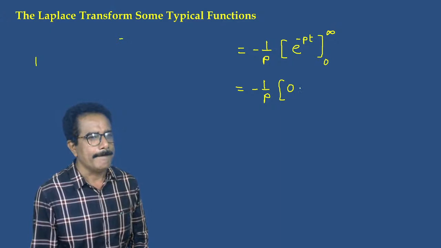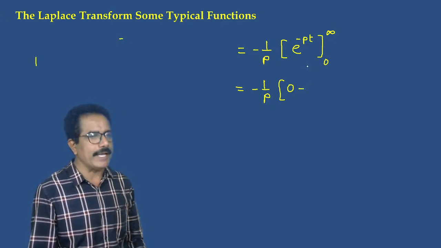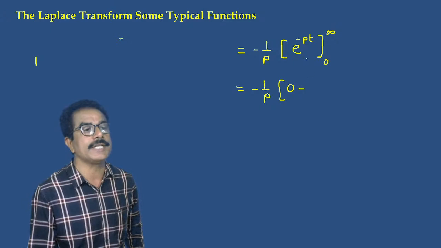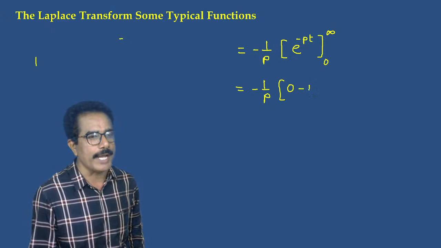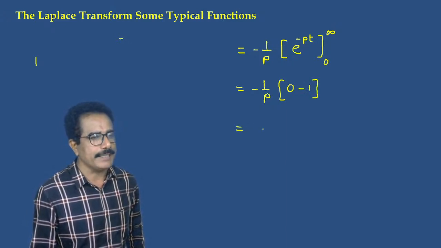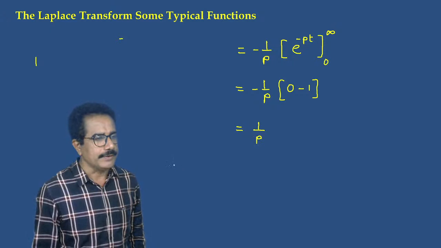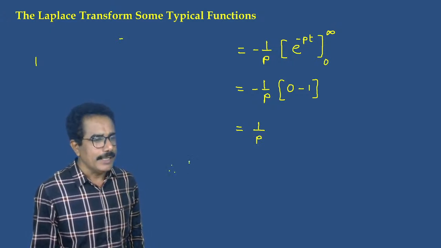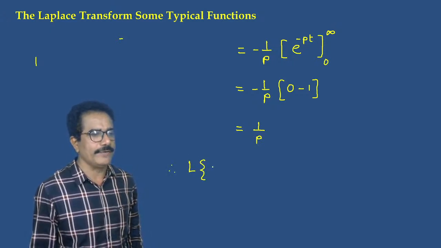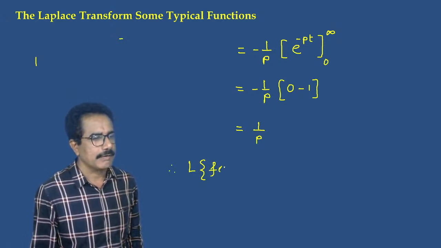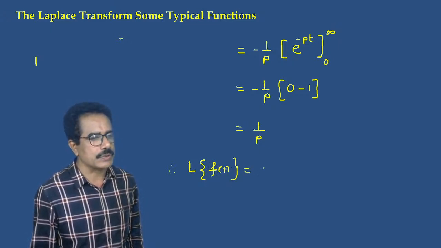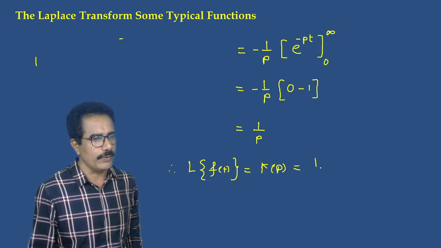0 minus, again put the value of the lower limit, e raised to minus 0, e raised to 0 is 1. So that can be written as 1 upon p. Therefore we can write Laplace transformation of f of t, which is 1, equals capital F of p, which is equals to 1 upon p.